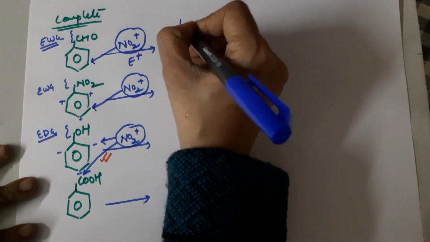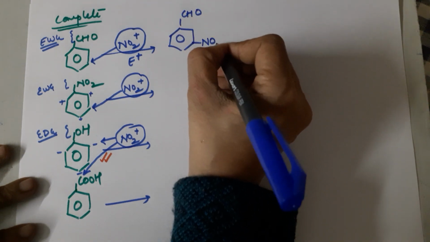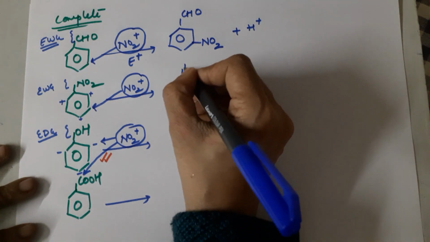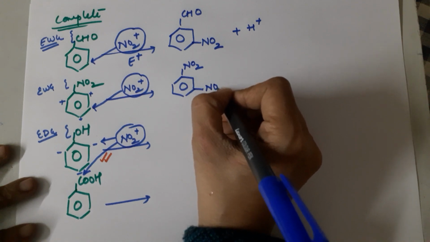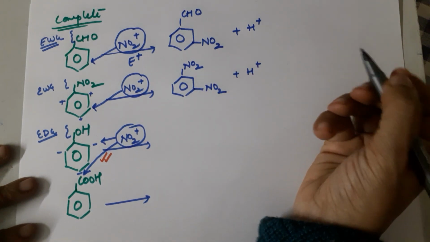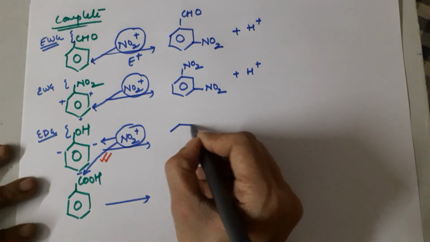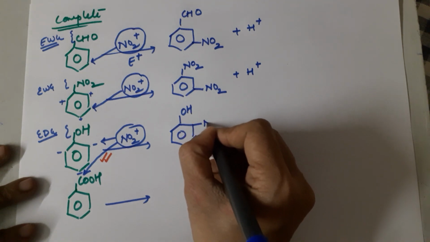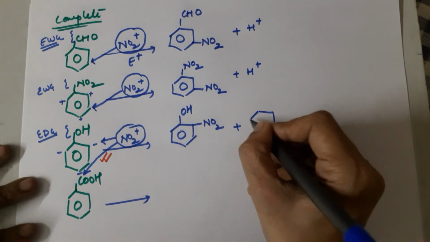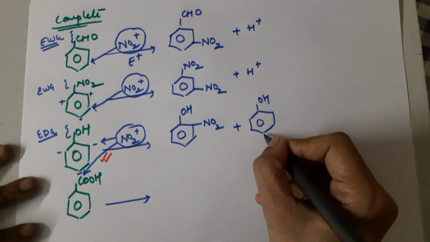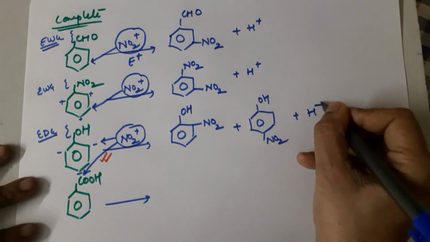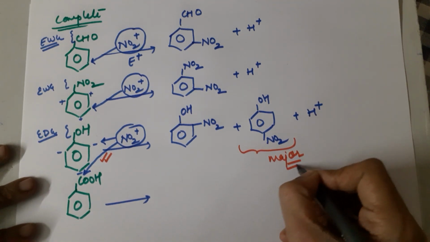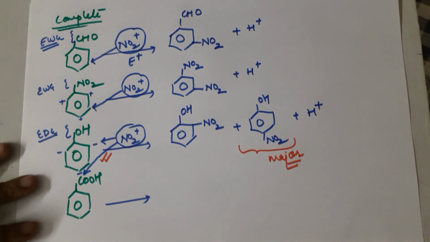In the first case, your aldehyde directs the nitro group to meta and you get an H positive. In the second case, the nitro group again is meta directing, so it directs the incoming nitro to the meta position where the H positive is left. Now, in case of a phenol, it is different, because phenol is an ortho para directing group. You will end up with two products. One would be orthonitrophenol and one would be paranitrophenol, and H positive would be lost. Out of them, always the para product is the major product, as already done in the plus R effect.